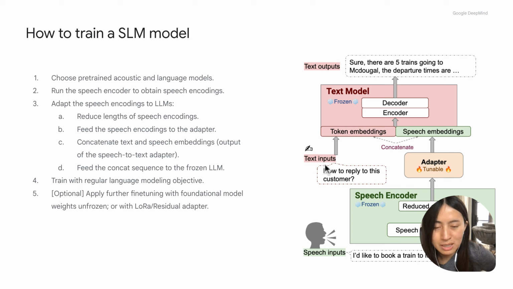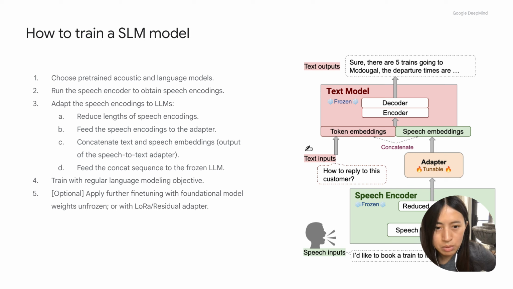So now the text can be different speech text instructions. In this case, the text input is how to reply to this customer, while the speech input is I would like to book a train to blah, blah, blah. Okay, so after we concat these two embeddings together, the whole thing is fed into the language model. And then the frozen language model takes the concatenated embedding and is trained with the regular language model objective on the target.